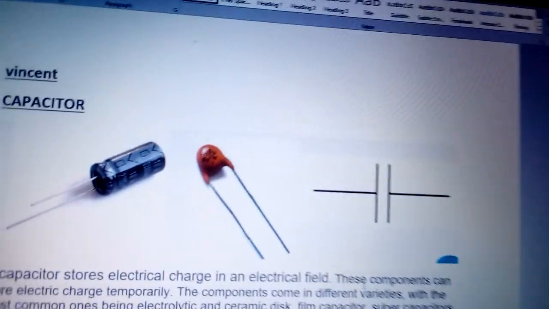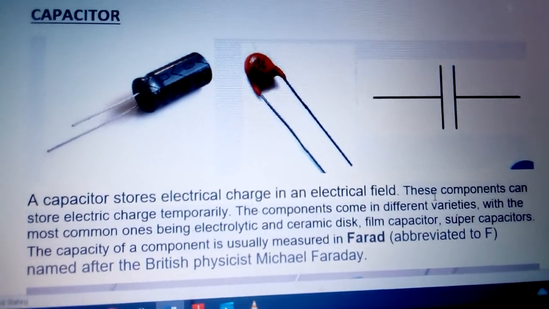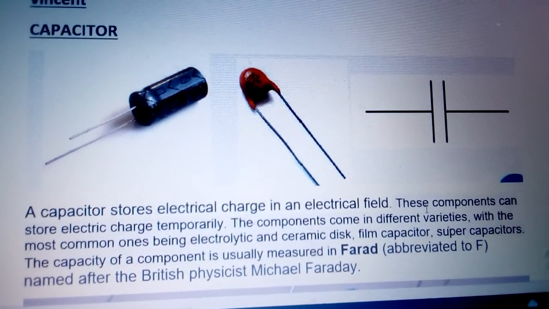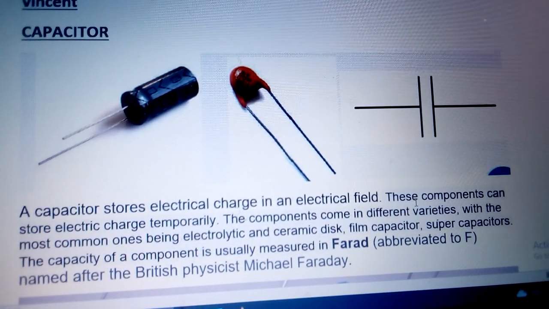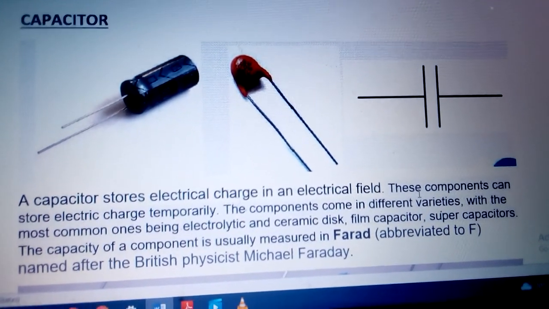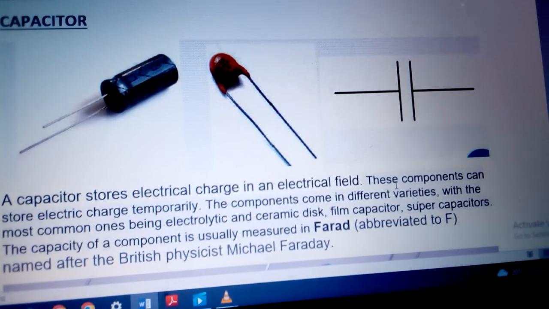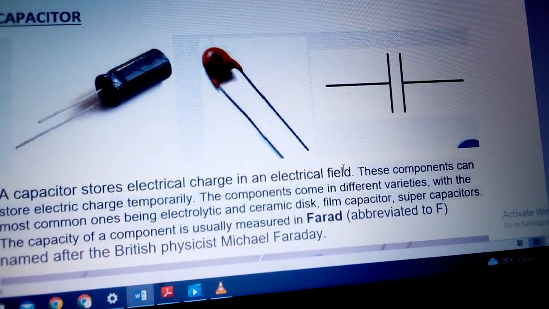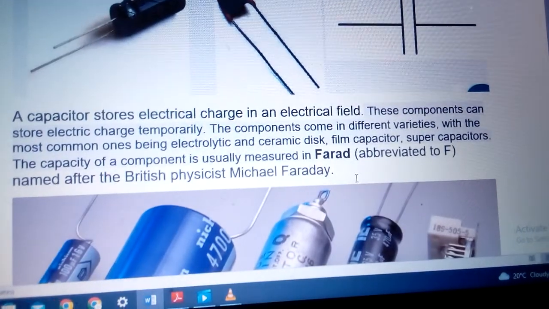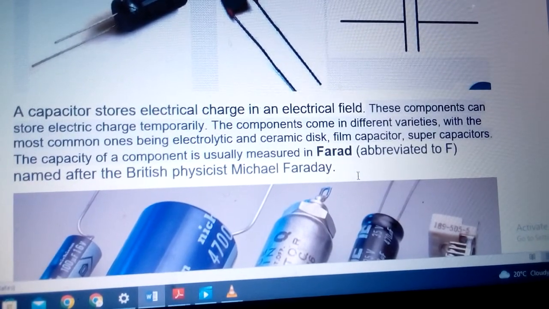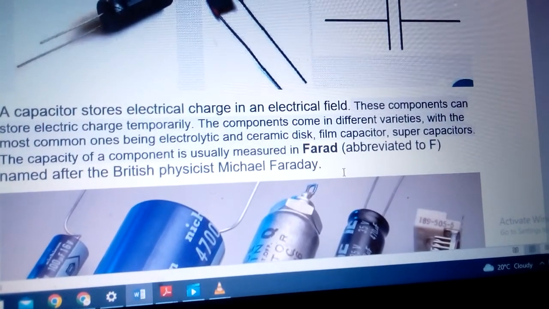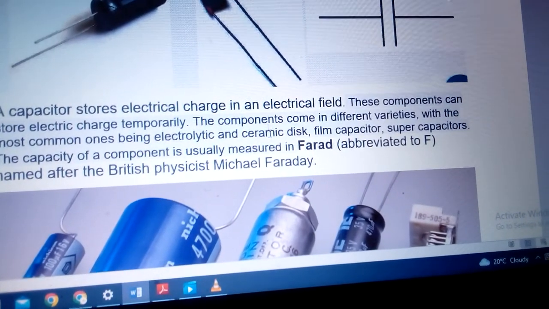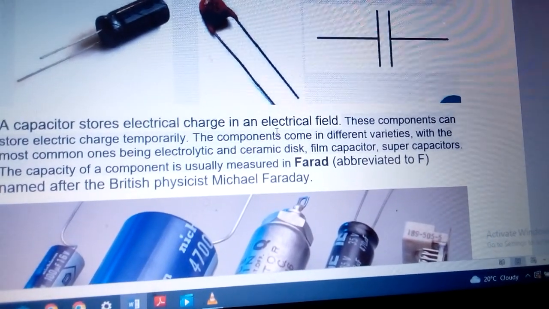Now, what is a capacitor? A capacitor is an electronic component that is used to store an electrical charge. This electrical charge is stored temporarily. So, a capacitor is an electronic component that is used to do what? To store an electric charge.